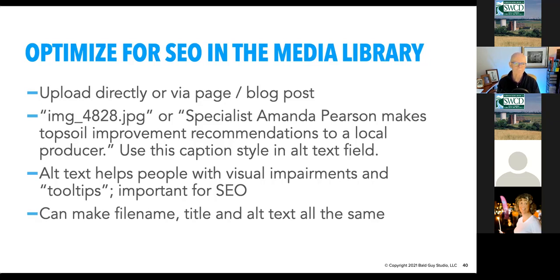One simple way to manage all this, and this is what I recommend to my clients, is write those captions instead of the JPG type of title, and use that in all three of the fields. So in other words, it's your file name, so it would be Specialist Amanda Pearson, blah, blah, blah. It does have to end with .jpg for the file name, but then use that same caption for your title and your alt text field, and you're good to go. It's a nice, simple way of doing things.